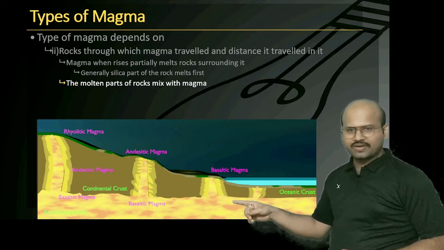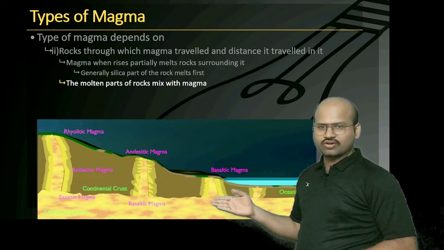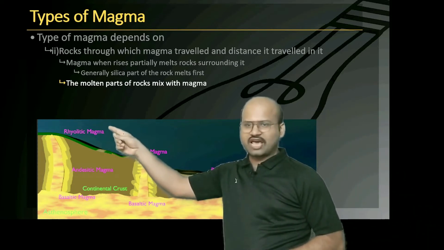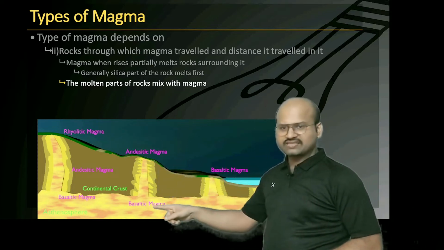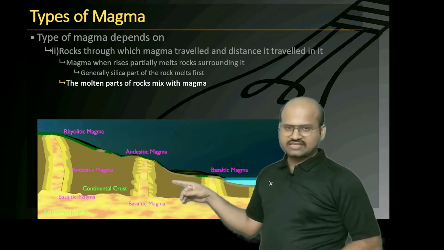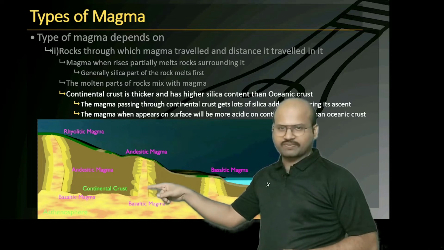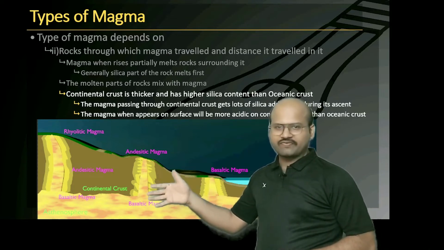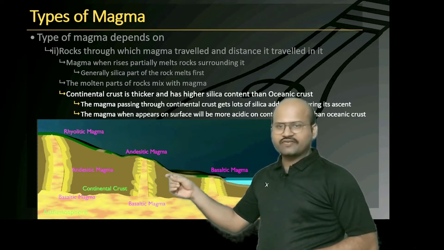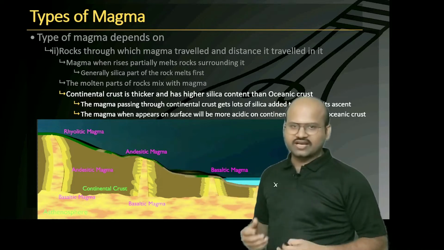However, when we come here, when the thickness becomes more, we see that slowly from basic magma, the magma type changes to rhyolitic magma. Because as this magma rises up, it will melt the surrounding rocks. Silica melts first and it will be added to the upwelling magma. So the magma type is changed by the addition of rock melted by the magma, and therefore the greater the distance it travels within the continental crust, the more silica content will be added.